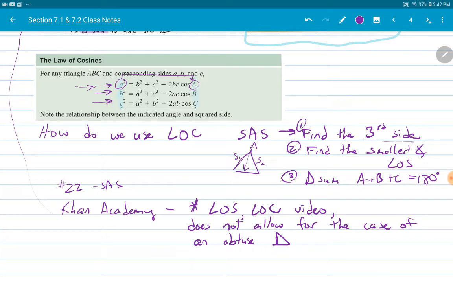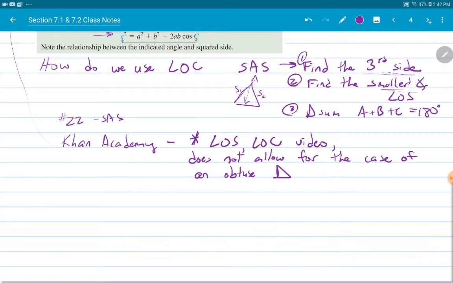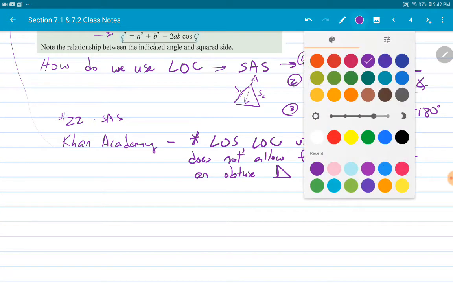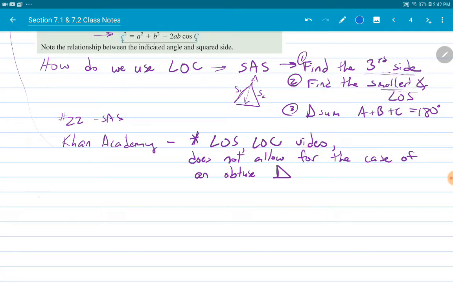going from that third side, the next step, we have to start with the smallest angle if we're starting with side angle side. All right, so that's the law of cosines using side angle side. That's option 1. And then the other one is when we use it to solve a side-side-side triangle.